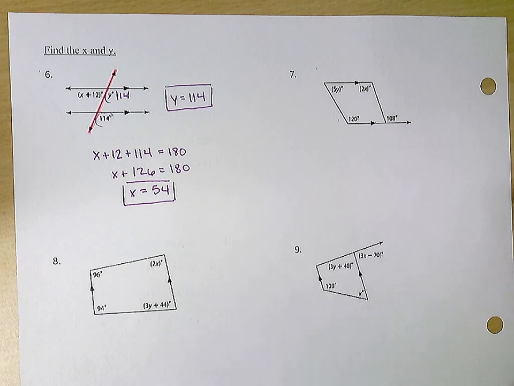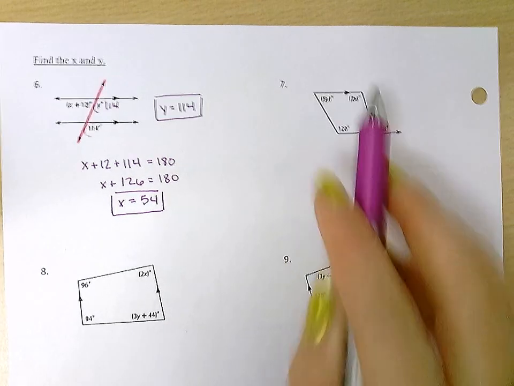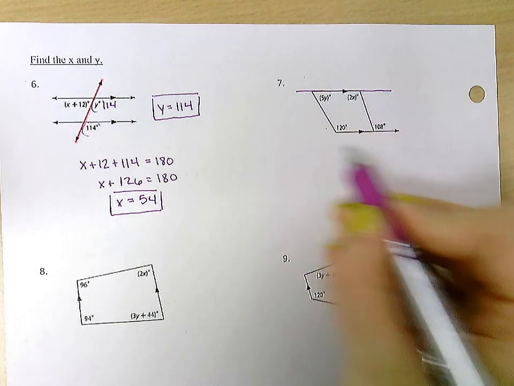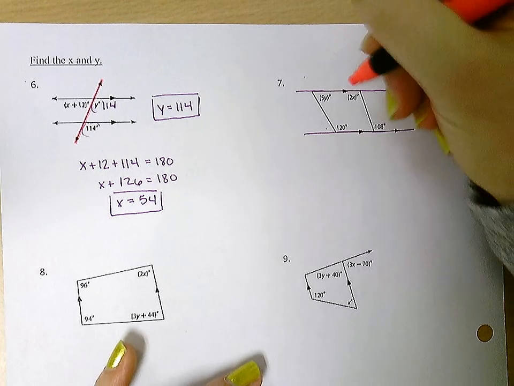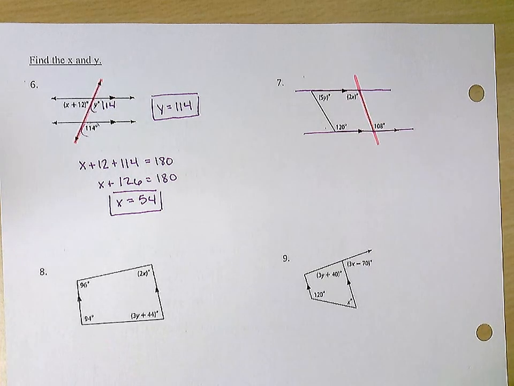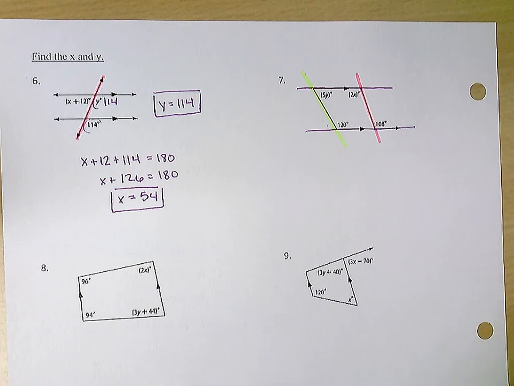So we're going to do another example here. Number 7. So these two segments here that have your arrows in them, those are your parallel lines. So I have two different transversals here. I have one right here, and I have another one over here. So those are two different transversals.